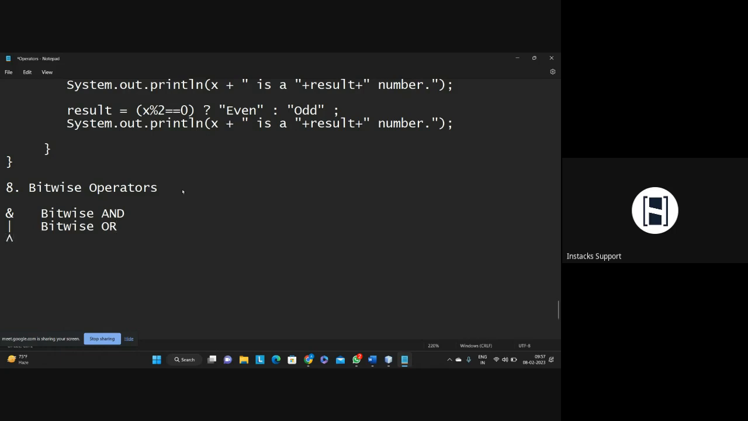Then you have the caret symbol. We call this the caret symbol, which is the bitwise XOR. So the bitwise XOR operator, or we call it exclusive or.